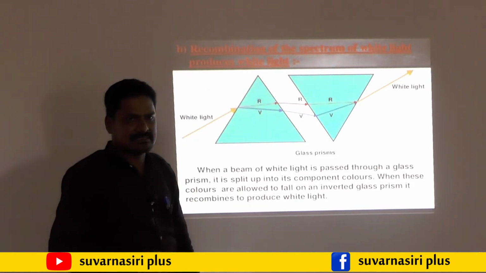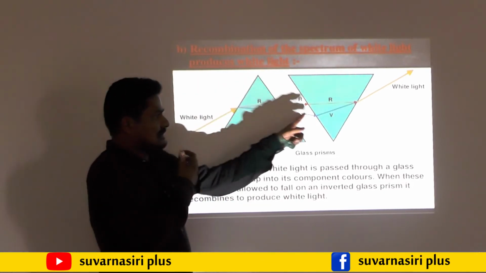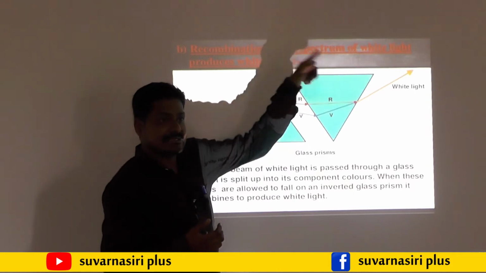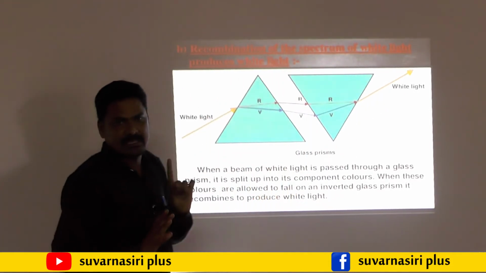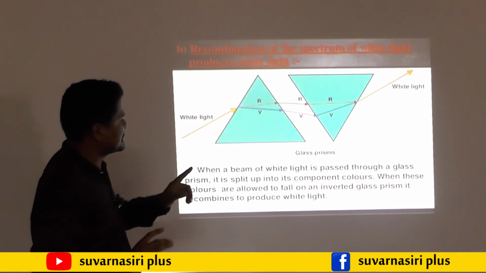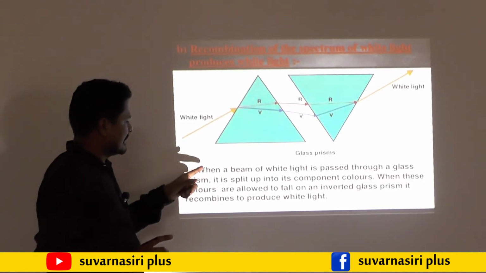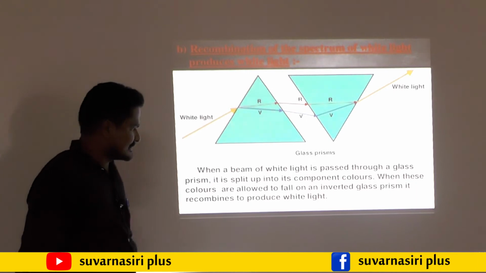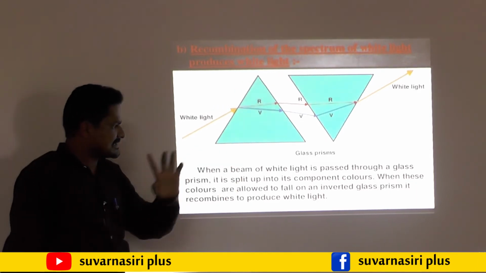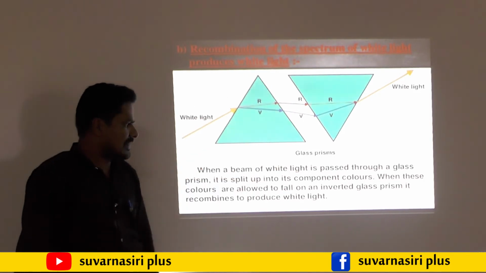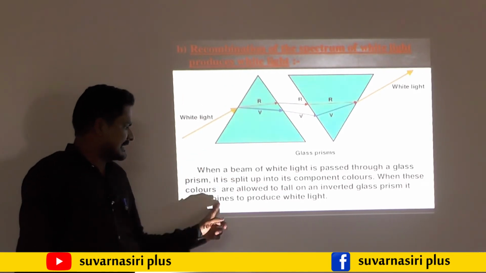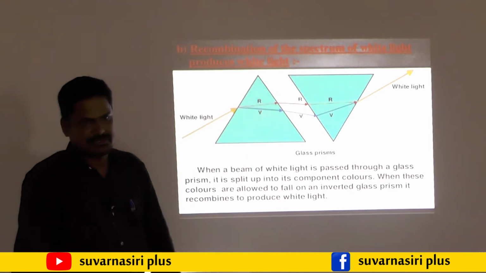Again these 7 colors are passed through an inverted prism, and we get only one light, which is called white light. So white light is a mixture of 7 colors. When a beam of white light passes through the glass prism, it splits up into its component colors. When these colors are allowed to fall on an inverted glass prism, they recombine and produce white light.